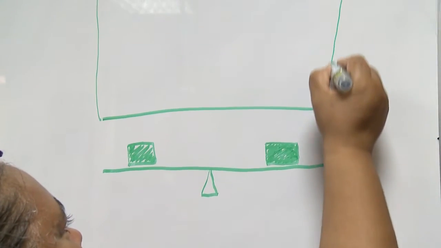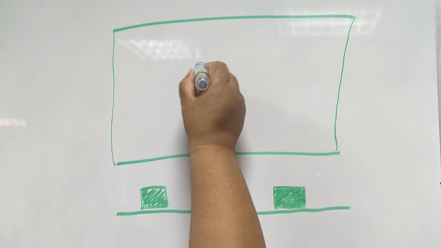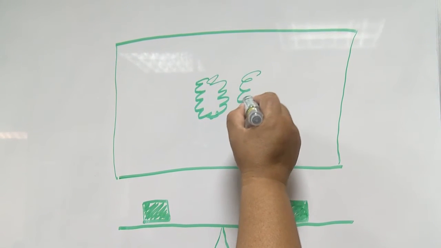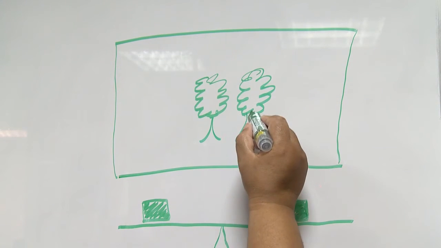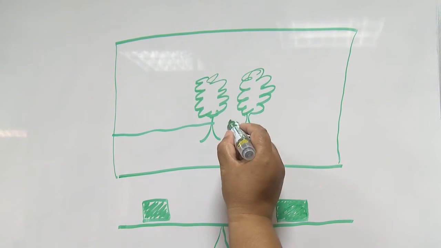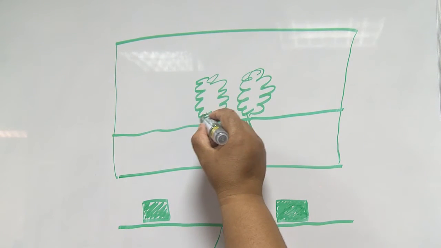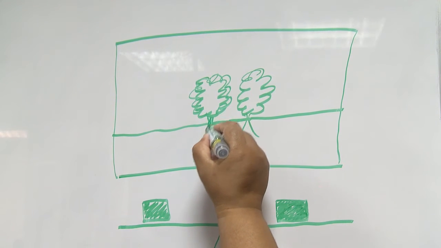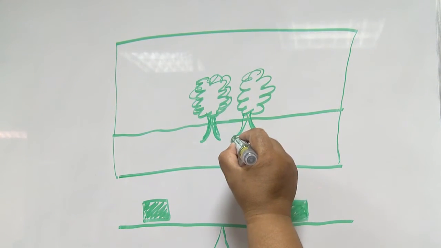Okay, let's transfer what is drawn below into that box. Let's have a tree. Let's have 2 trees. As you can see, these 2 trees are at the center. Let's have a horizontal line there. Let's add some textures to the tree and the trunk.